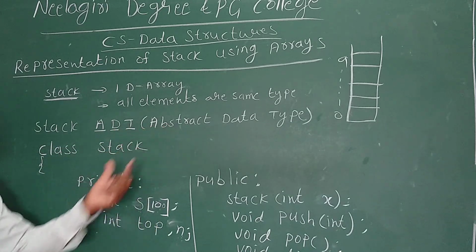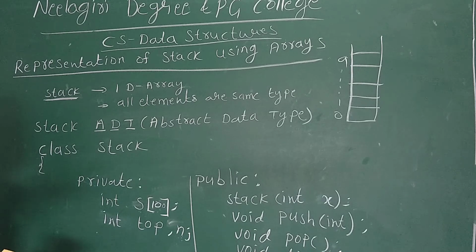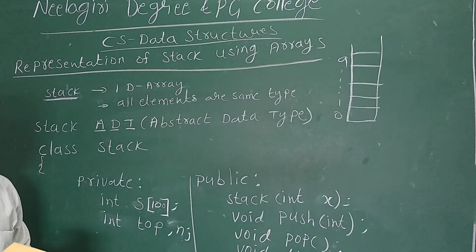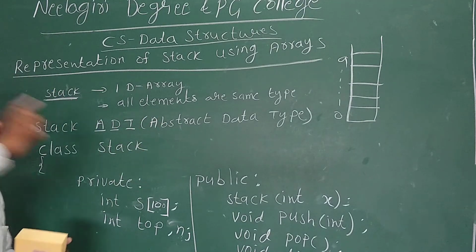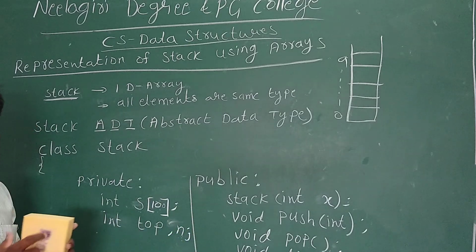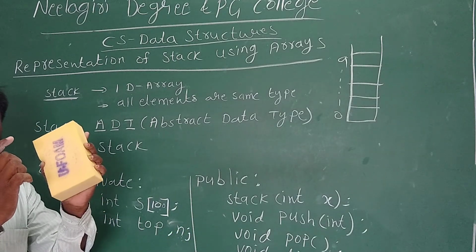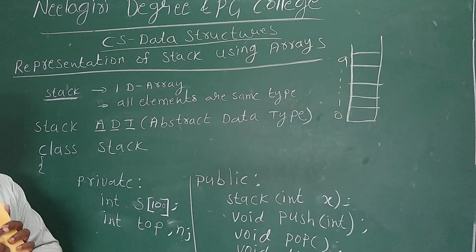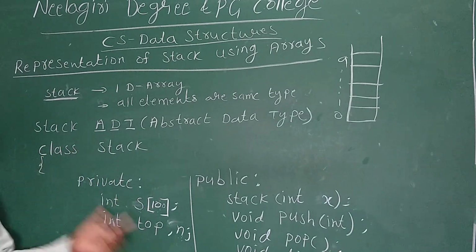That's why it is an abstract data type. That is the main concept. Hiding the details, showing the necessary. That is the abstract data type. Abstraction we have studied in OOPS. The abstract shows only the important thing. So this is the important thing about the class.